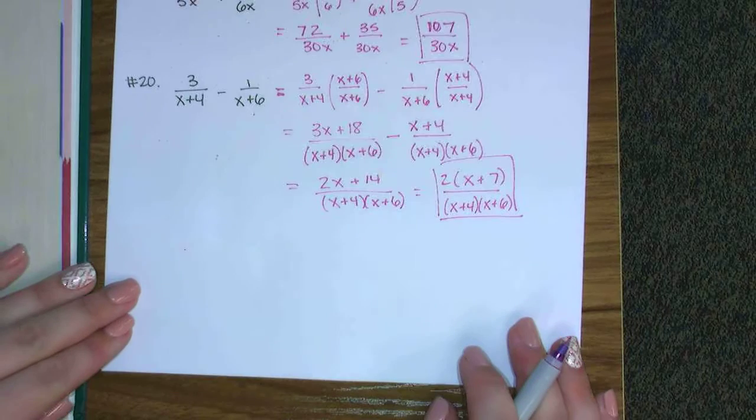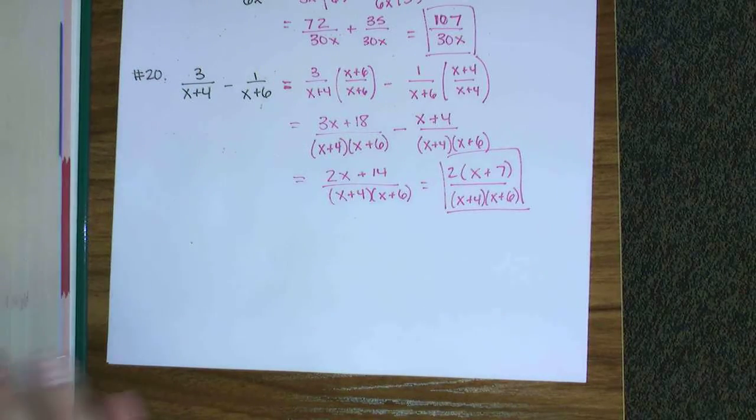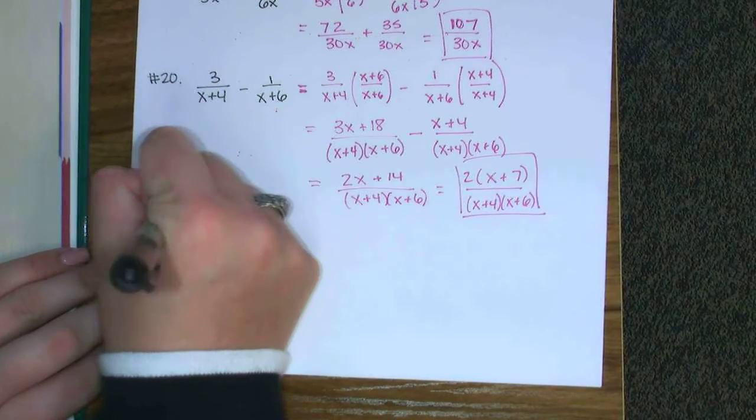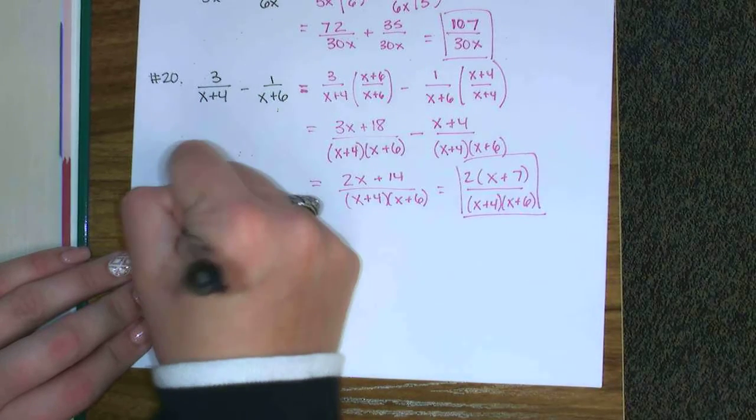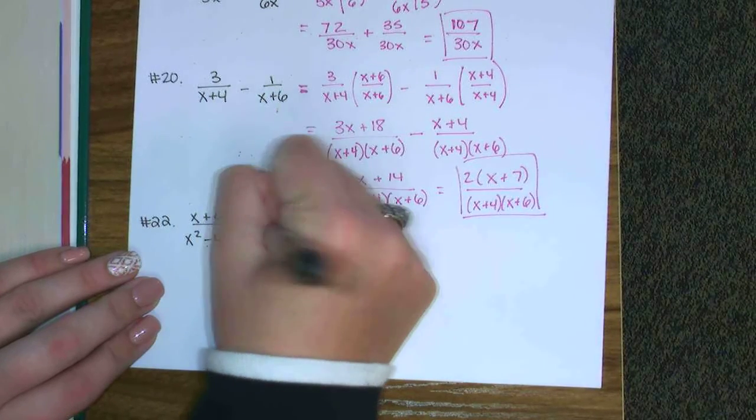And that is all for that problem. Let's see, 22 looks like a good one, so let's go with that one. Alright, 22: x plus 4 over x squared minus 4, minus 15 over x minus 2.